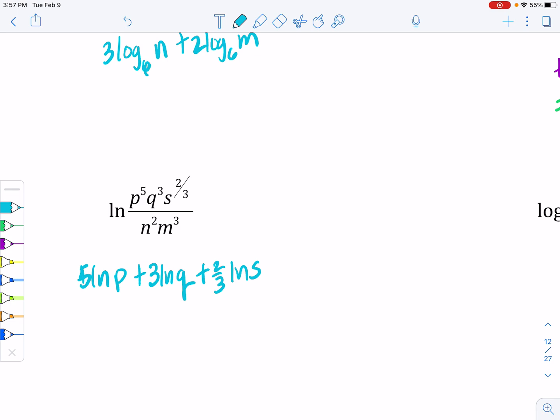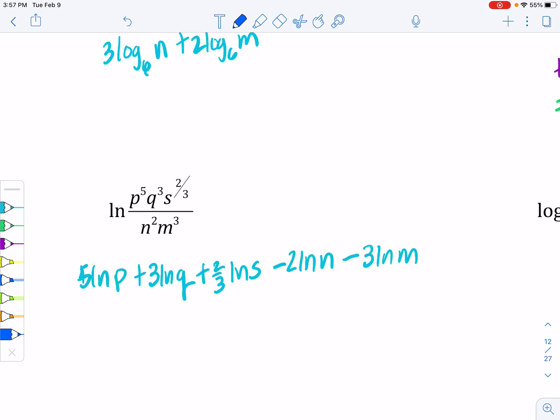The n is in the denominator, so there's a minus out in front, so minus natural log n with a 2 out in front because of the power with the n squared. And then minus because the m's in the bottom, so natural log m with a 3 out in front. Okay? And then this becomes your final answer.